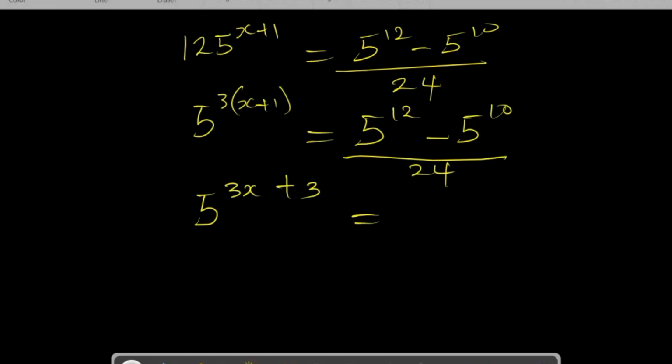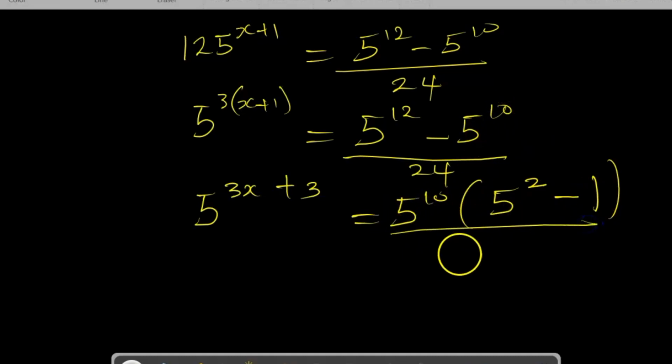The highest common factor of the numerator in the right hand side is 5 raised to the power of 10. So we have 5 raised to the power of 2 minus 1. Why? 5 raised to the power of 12 divided by 5 raised to the power of 10 gives 5 raised to the power of 2, minus 5 raised to the power of 10 divided by 5 raised to the power of 10 gives 1. Everything over 24.